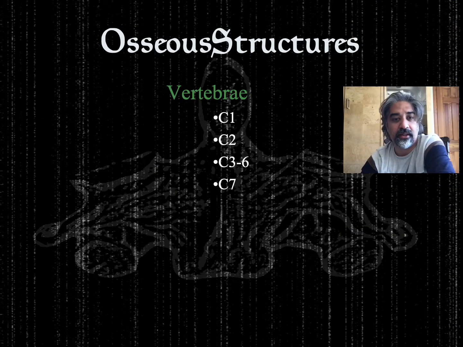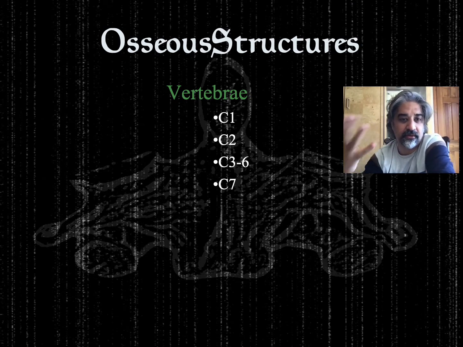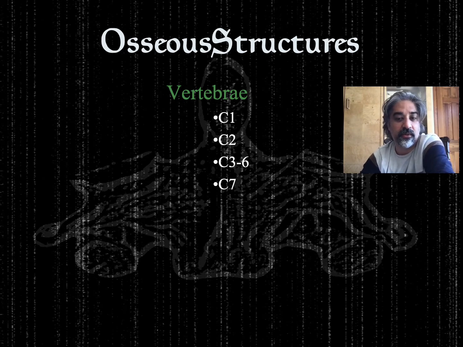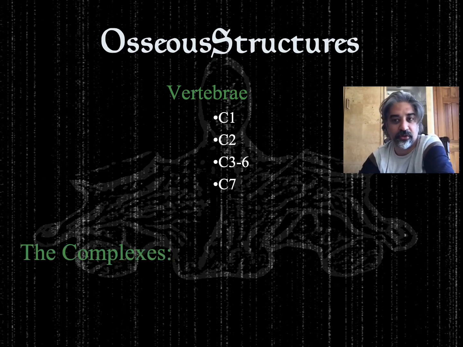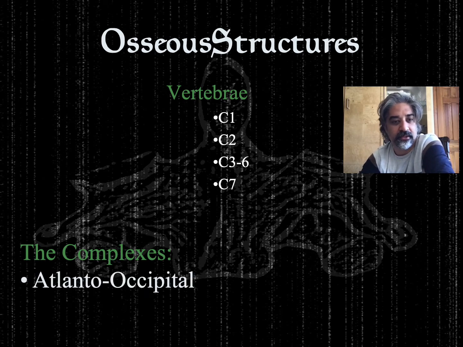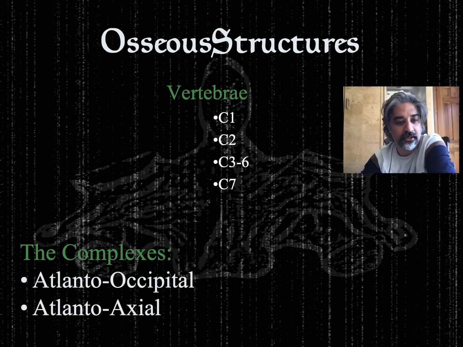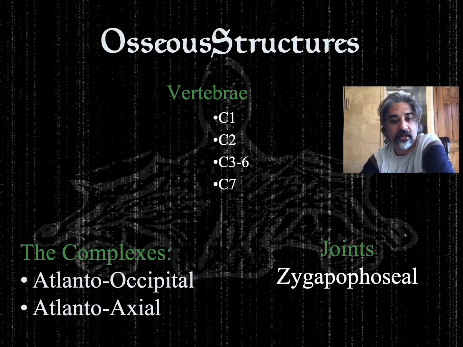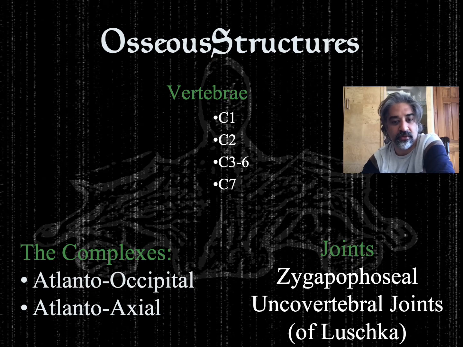So I think when talking about the bony stuff, it's good to break it down into the vertebrae, which the interesting ones are C1, C2, and C7. C3 through 6 are kind of the same, so you can kind of look at them as one structure. Then there are these complexes. There's the Atlanto-Occipital Complex, the Atlanto-Axial Complex. Then we have the joints, which are basically the Facet Joints and the Uncovertebral joints, or joints of Luschka.